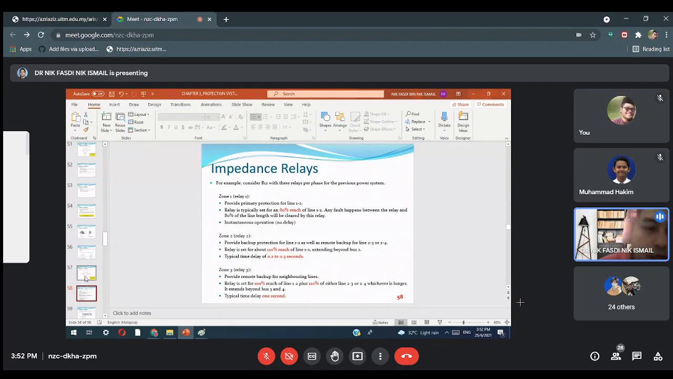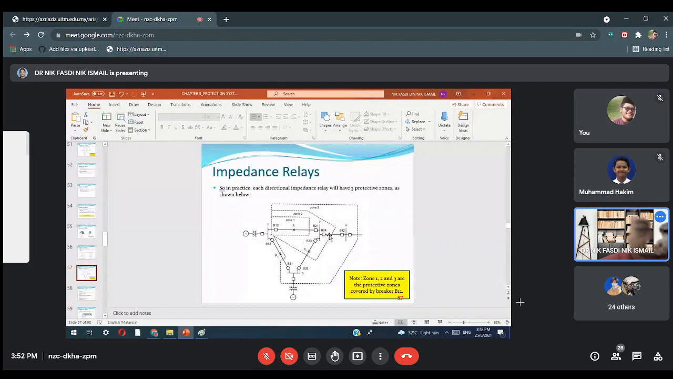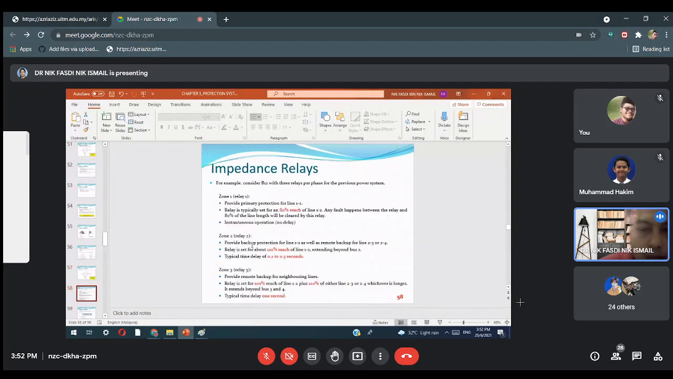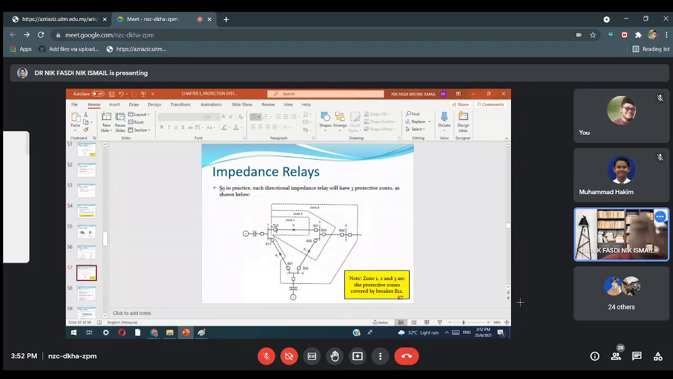Alright. And then we have the second zone, zone 2. Okay, what is zone 2? Zone 2 basically provides backup protection for line 1, 2 as well as remote backup for lines 2, 3 and 2, 4. So it is a backup. If zone 1 does not trip, it does not sense a problem, so the relay here, this breaker will turn on and remove the fault.